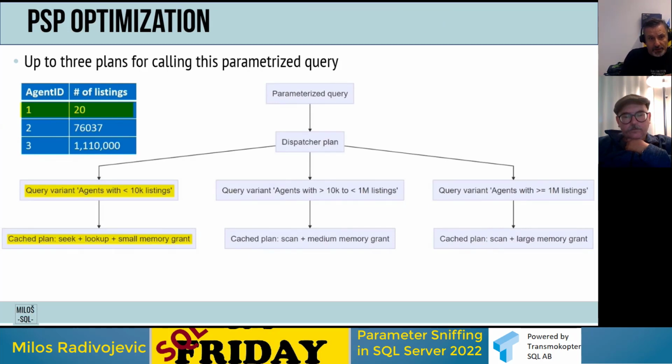This is an image from the SQL Server documentation. Whenever SQL Server sees a parameterized query or stored proc, there is a dispatcher plan that checks the estimated cardinality. If this parameter has less than, say, 10,000, then you will have one plan. If you have between 10,000 and a million, you will have another plan. And if you have more than 1 million, you will have a third plan.